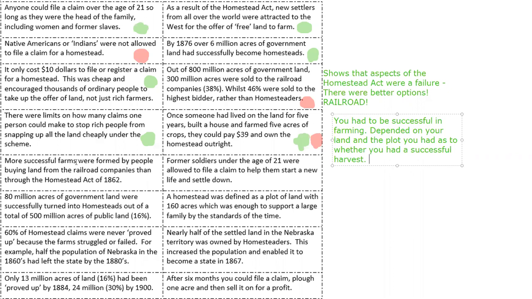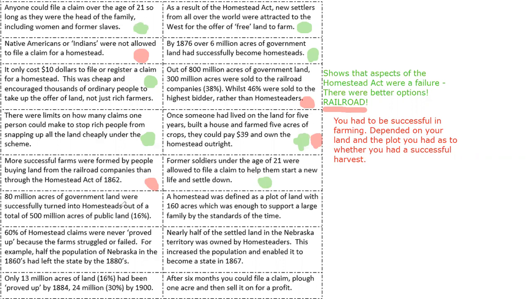More successful farms were formed by people buying land from the railroad company. Again, that is definitely a negative because we're considering here the fact that there was a better option, such as the railroad, as we mentioned earlier. Former soldiers under the age of 21 were allowed to file a claim. That's definitely a positive, as it means there's going to be less unemployment, less soldiers to cause issues.